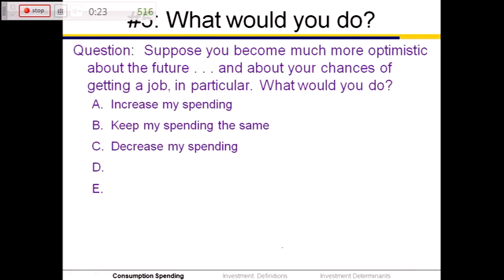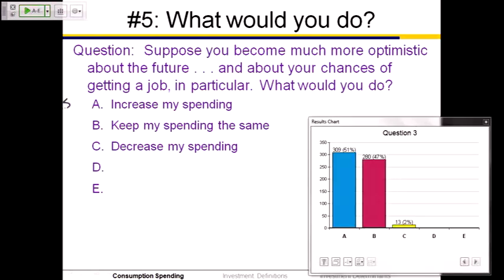Would you increase your spending, keep your spending the same, or decrease your spending? A, B, or C? No D's or E's, please. 3 seconds. 1, 2, and 3. Good job. So what do we have? We've got 51% would increase their spending, 47% would keep it the same, 2% would decrease it.